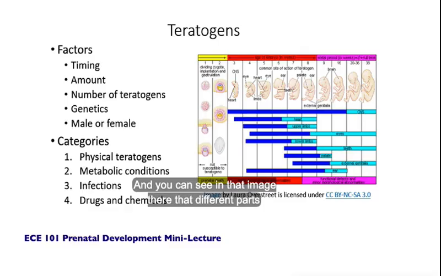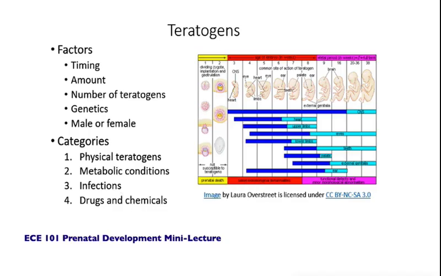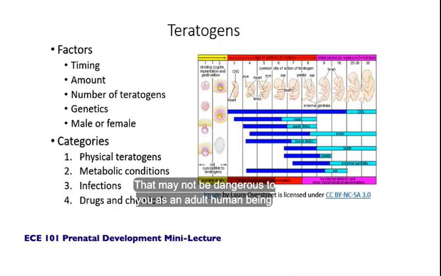You can see in that image that different parts of the body are developing at different points of prenatal development. So the sensitivity to teratogens changes as development happens. Certain things are more vulnerable at the times that they're developing. And some of that development happens before many women even know they're pregnant, which is problematic because it's hard to avoid a teratogen that may not be dangerous to you as an adult human being when you don't even know you're pregnant.